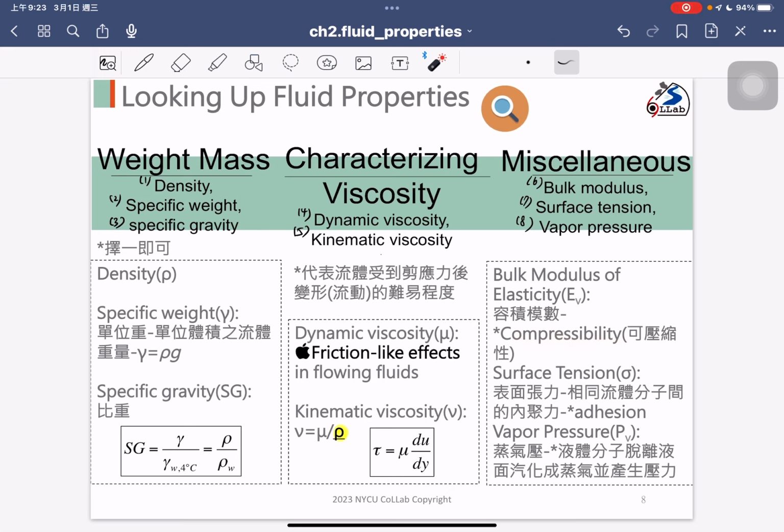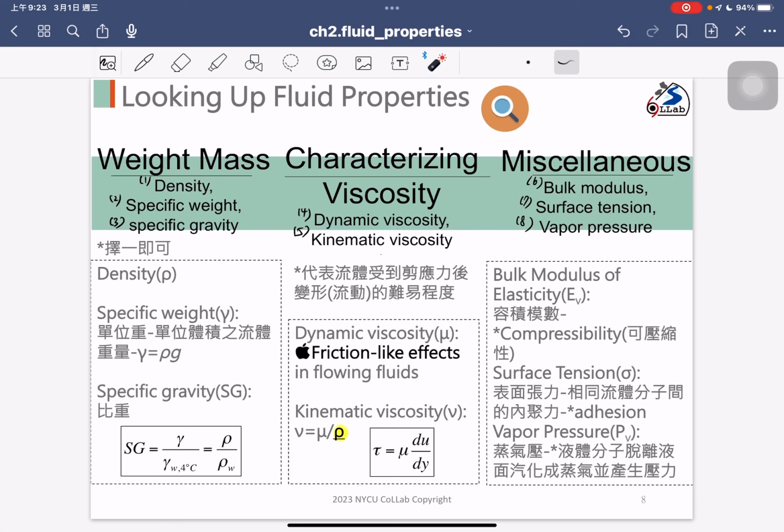Okay, so today we have the exercise. We know what the bulk modulus is, and we should calculate the bulk modulus to understand the compressibility of the material. And then the final two are the surface tension and the vapor pressure. I will teach you in the next class.